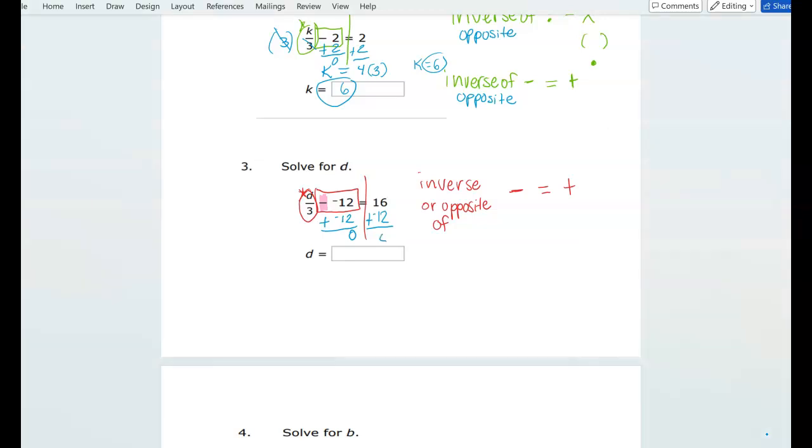It equals 4. Are we finished solving for D? No, we're not. We still need to work with D divided by 6. D divided by 6. And the inverse or opposite of division. Oops.